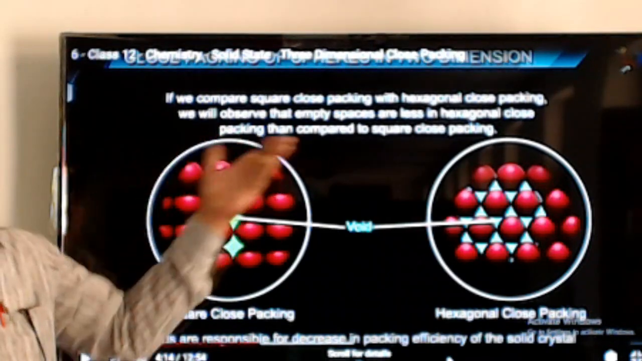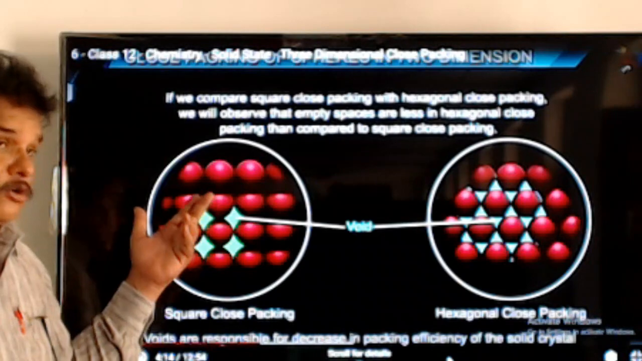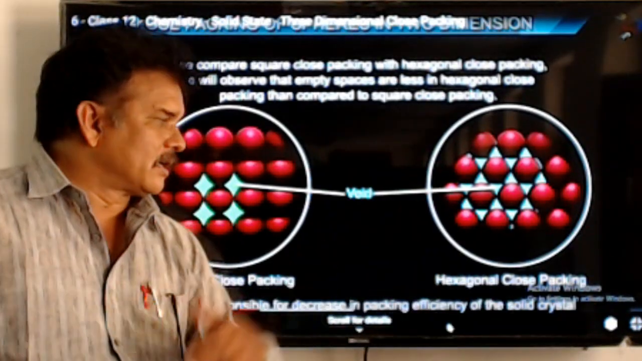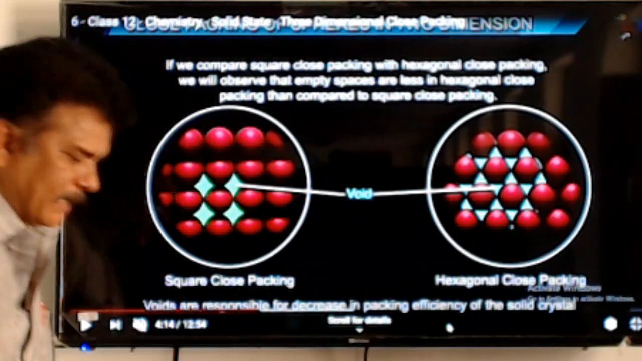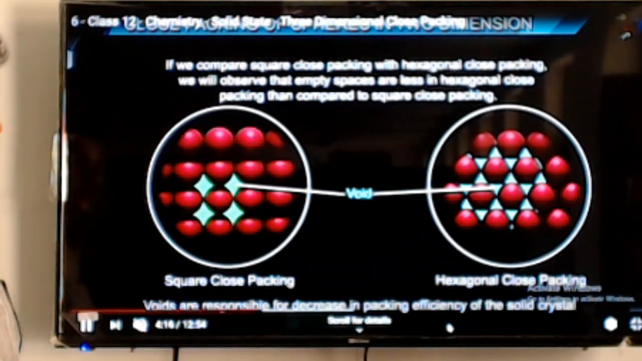Okay, this is about 2D close packing, which is divided into two types: square close packing and hexagonal close packing. Next, we will go to three-dimensional close packing.